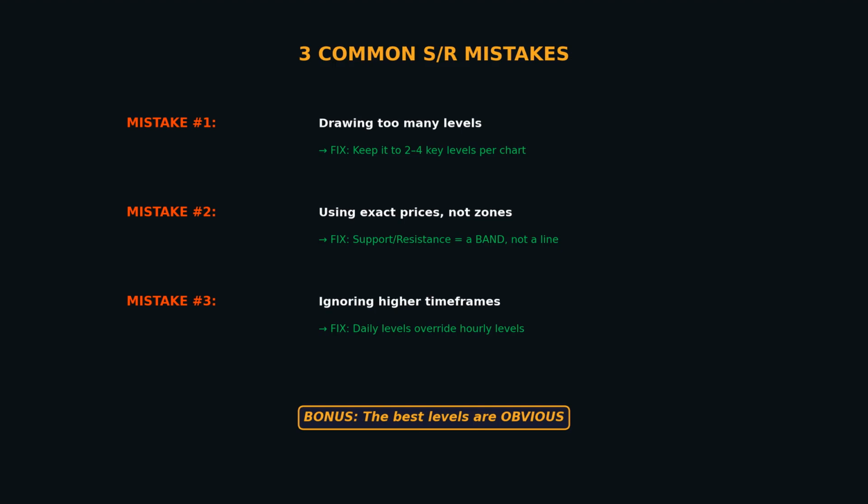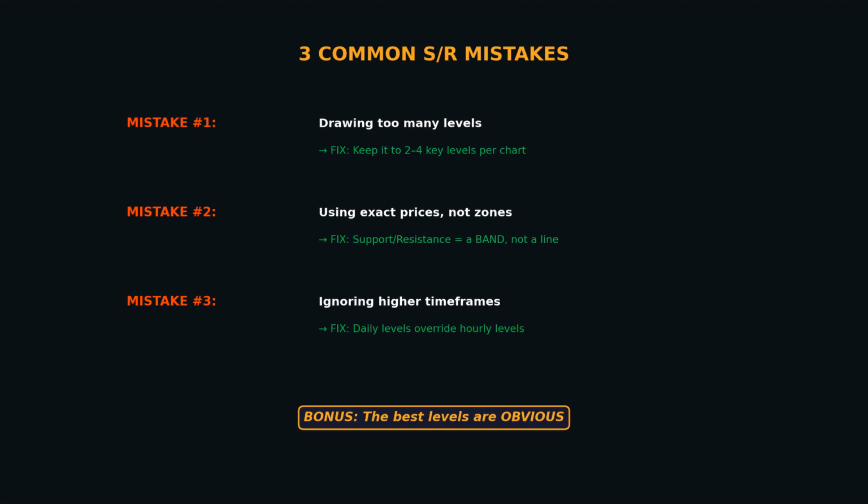Before we wrap up, let me cover the 3 biggest mistakes I see traders make with support and resistance. Mistake number 1, drawing too many levels. If your chart has more than 4 or 5 horizontal levels, you have too many. The goal is to find the key levels, the ones that really stand out. If a level only caused a minor reaction once, it's probably not worth marking. Strip it down. Keep only the levels that are obvious.